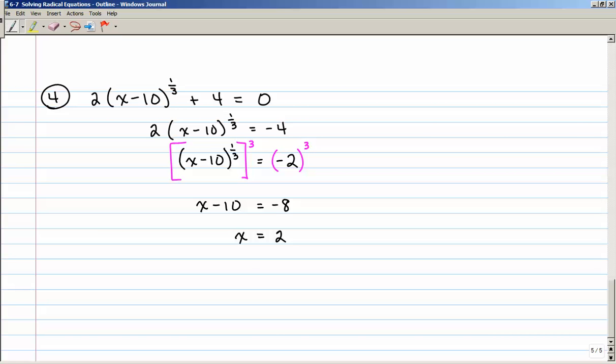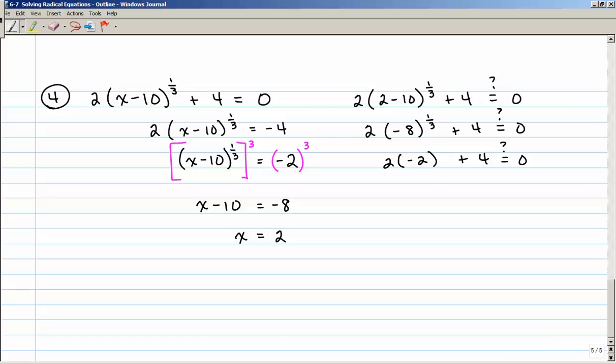Before I box that, I have to check. In the original equation, is 2 times 2 minus 10 to the 1/3 power plus 4 equal to 0? Don't add or subtract on both sides, just PEMDAS. Is 2 times -8 to the 1/3 power plus 4 equal to 0? So remember, I have multiplication and I have an exponent, so I need to do the exponent first. Remember, 1/3 power is the cube root. You can do this in your calculator, and it'll give you the right answer, or you can think what number times itself 3 times gives me a -8, and that's going to be a -2.